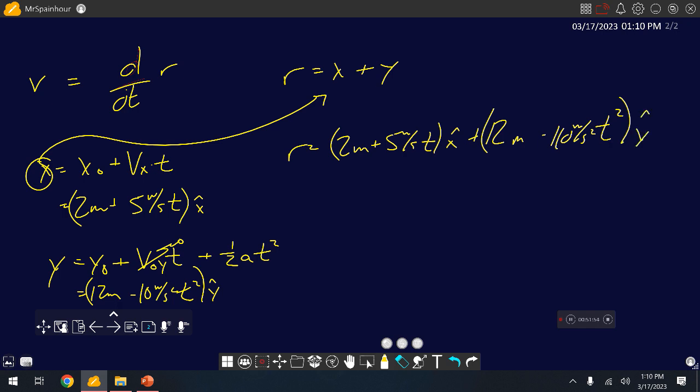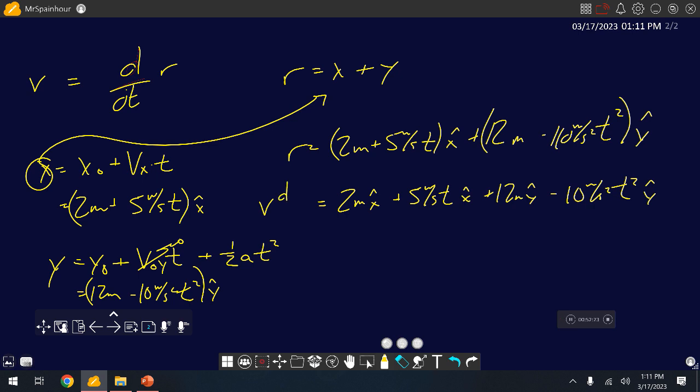Now, I can separate all these different pieces out. This would be 2 meters x hat plus 5 meters per second t x hat, plus 12 meters y hat minus 10 meters per second squared t squared y hat. And how do I get velocity? Velocity is equal to the derivative of this function. This is r. So we take d dt of this whole thing.